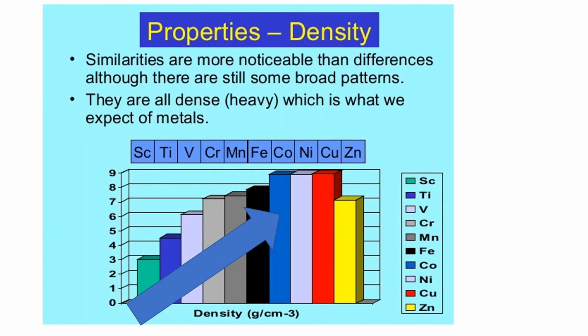And then the densities, the general trend for the transition metals is that it goes up apart from zinc. So the similarities are more noticeable than differences, although there are still some broad patterns. They are all dense and heavy, which is what we expect of metals.